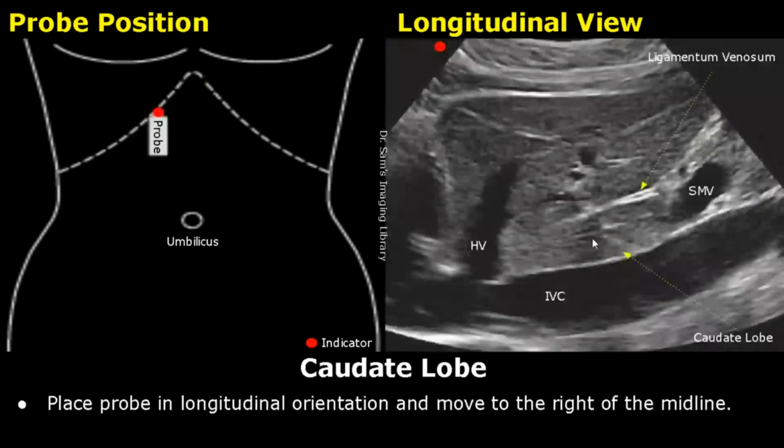Now move to the right of the midline and you can locate the caudate lobe of the liver. This is the caudate lobe, right behind the ligamentum venosum. This large vessel is the inferior vena cava. It is the IVC because it is to the right of the midline. This is the hepatic vein draining into the IVC. This anechoic structure is the superior mesenteric vein.